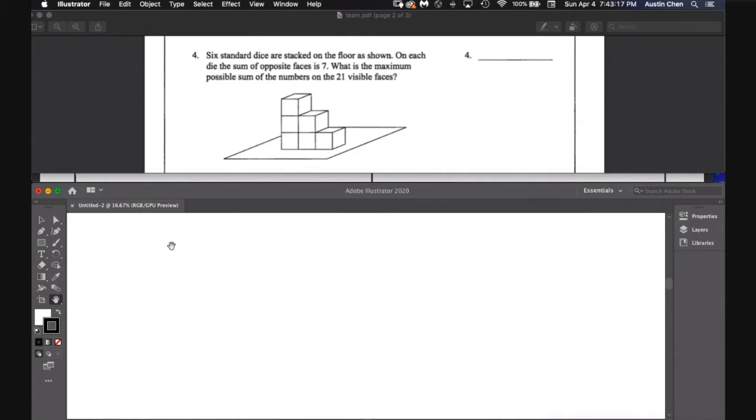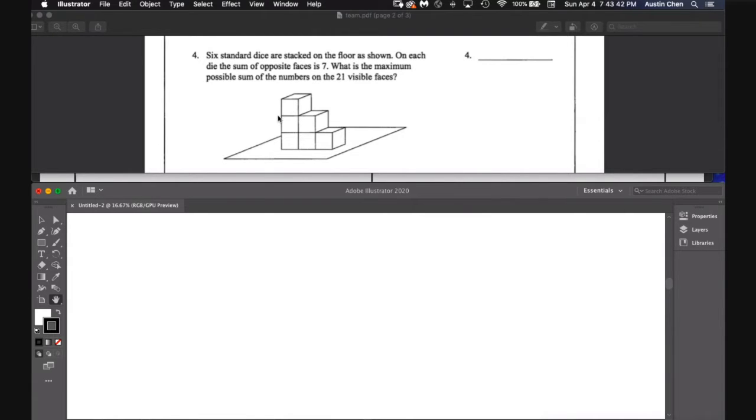So 6 standard dice are stacked on the floor as shown. On each die, the sum of opposite faces is 7. What is the maximum possible sum of the numbers on the 21 visible faces? So, we have 6 dice that are stacked like this. So it wants us to find what is the maximum possible sum of the numbers on the 21 visible faces.